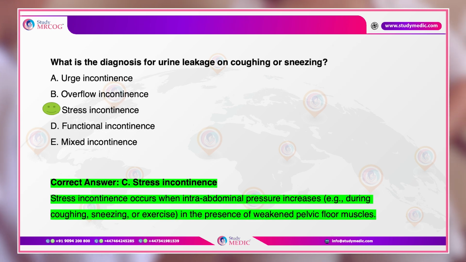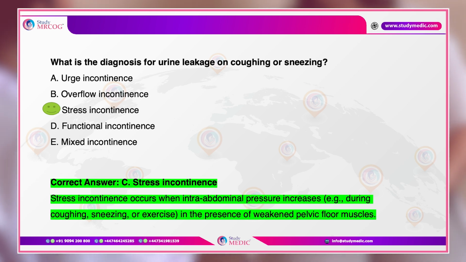So what is the diagnosis? It is C, stress incontinence. This is when incontinence happens as the intra-abdominal pressure increases, which happens during episodes of coughing, sneezing, or exercise, and also in the presence of weakened pelvic floor muscles.